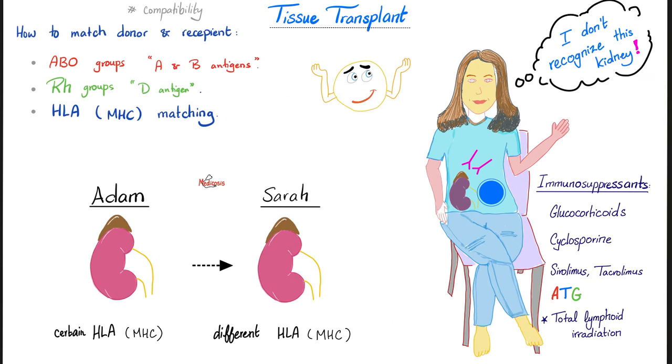Sarah needed a new kidney. Sarah can recognize her own cells. She can recognize the self. But if she decides to receive a new kidney, being transplanted from Adam, for example, Adam is foreign to her. That's why there is a very high likelihood that Sarah's immune system is gonna destroy the new foreign kidney. That's why before we perform tissue transplant, the doctors and the surgeons gonna make sure that they are a match by matching their ABO system, RH system, and MHC.